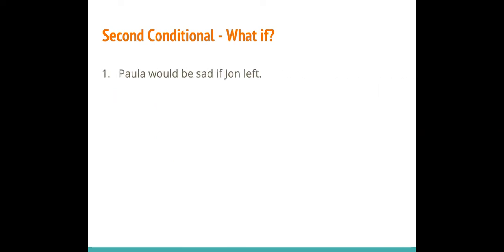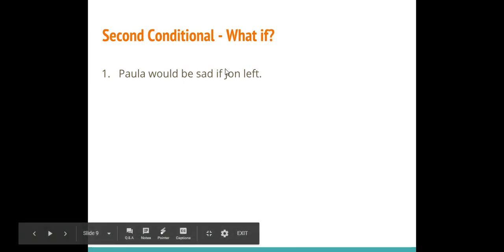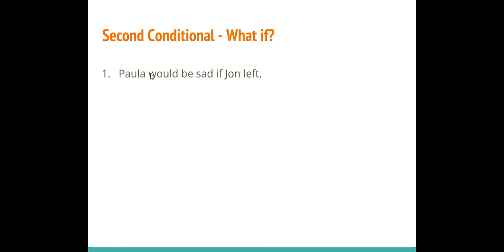Let's see some example sentences. Paula would be sad if John left. Right? If this happens, conditional, Paula would be sad. Right? It's not likely to happen. John and Paula are very happy together. Right? But she 100% would be sad if he did.